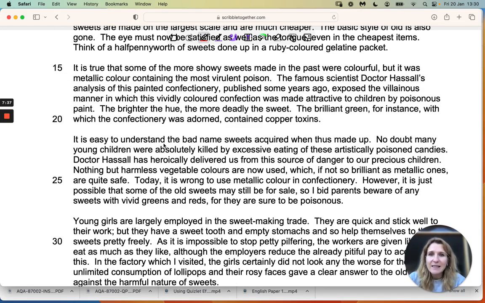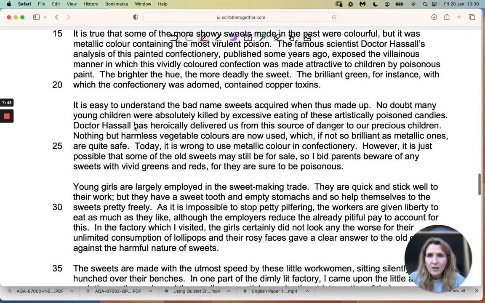It is easy to understand the bad name sweets acquired and thus made up. No doubt many young children were absolutely killed by excessive eating of these artistically poisoned candies. Dr. Hassel has heroically delivered us from this source of danger to our most precious children. Nothing but harmless vegetable colors are now used, which, if not so brilliant as metallic ones, are quite safe.